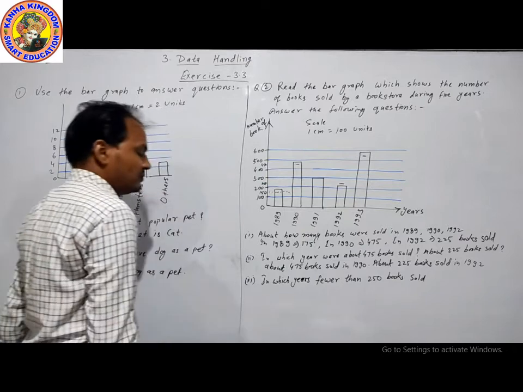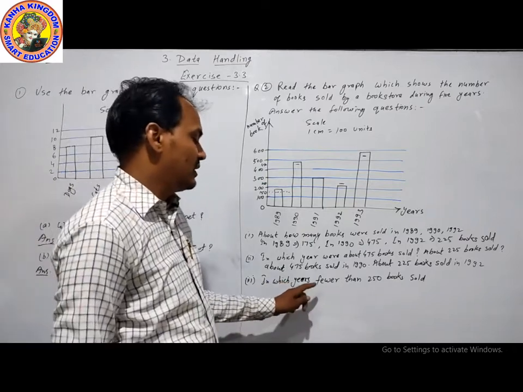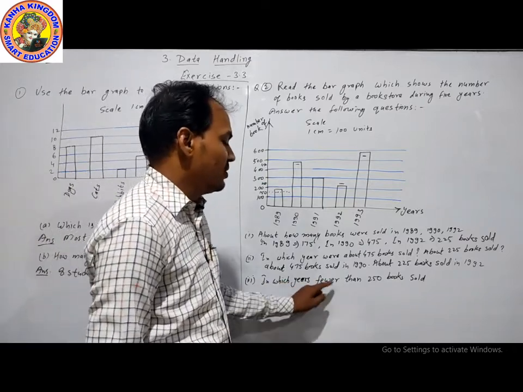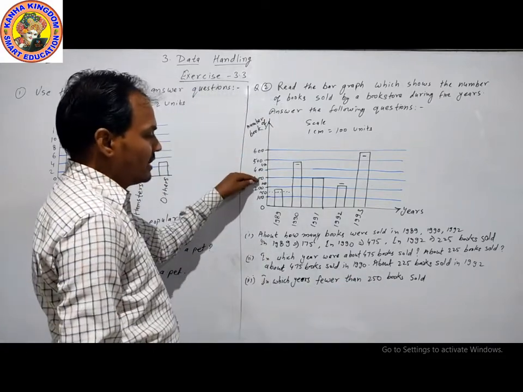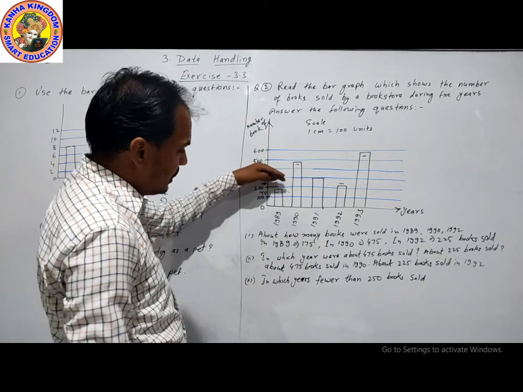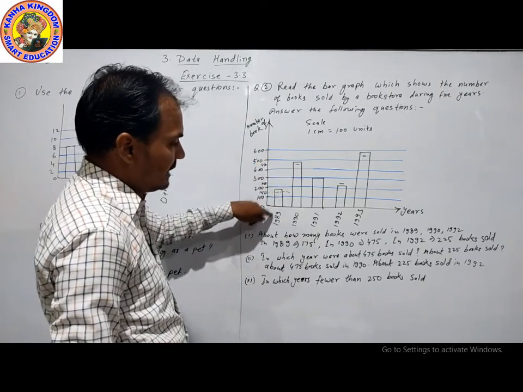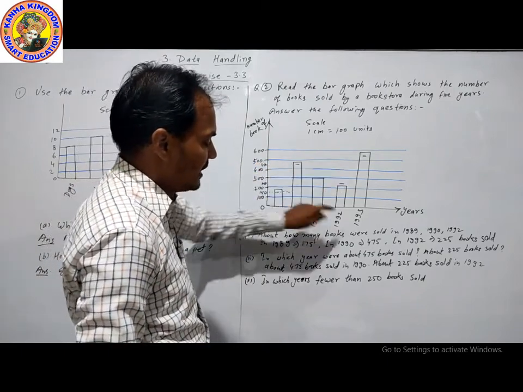1992. In which years were fewer than 250 books sold? Here is 250. Below 250, 89. Below 250, 92.